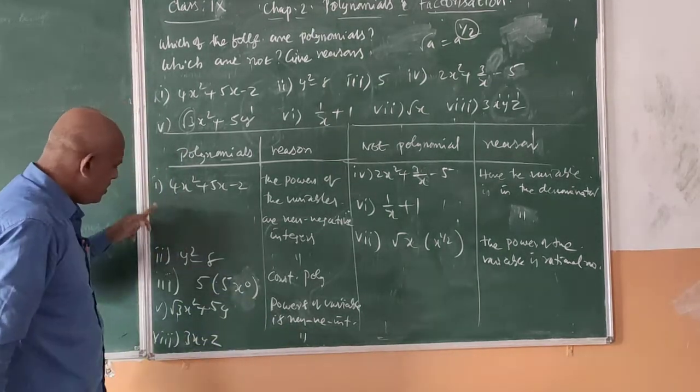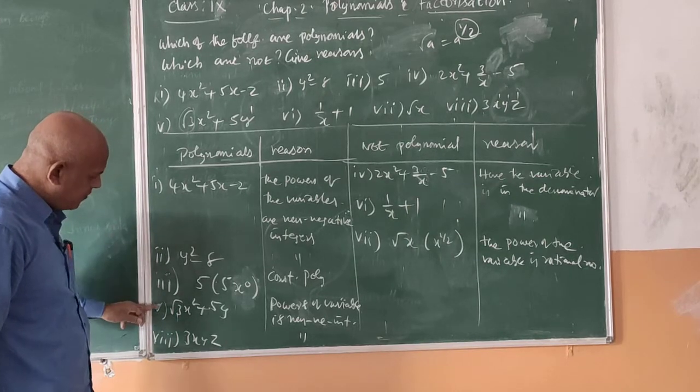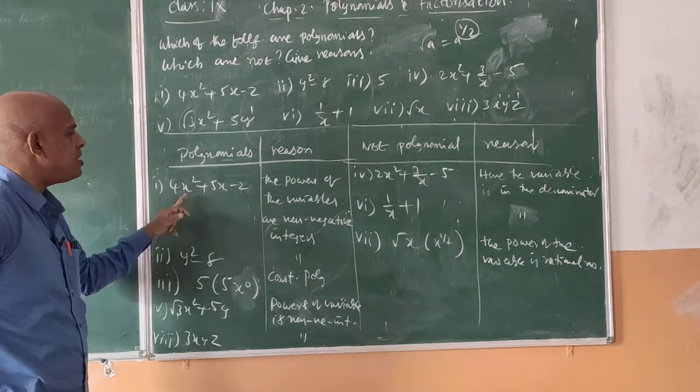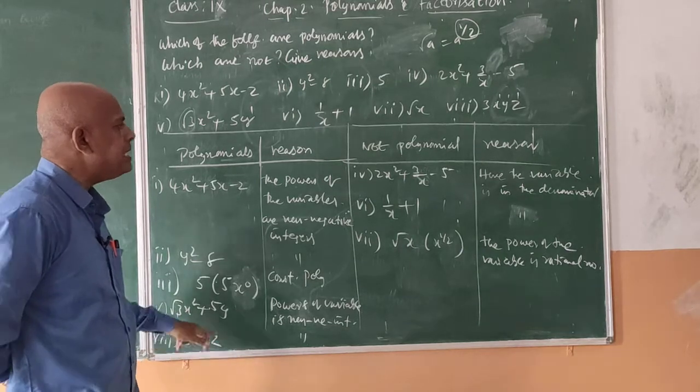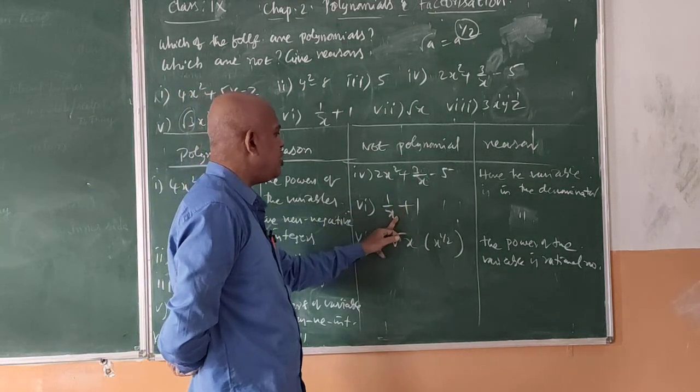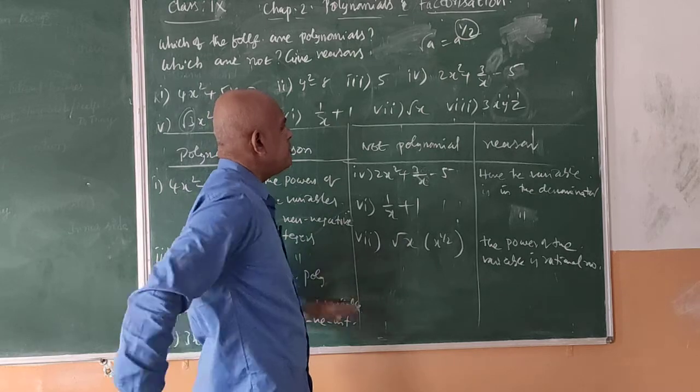So here the first, second, third, fifth, and eighth are polynomials because the powers of the variables are non-negative integers. In the others, the variable is in the denominator, or the variable is under the power.